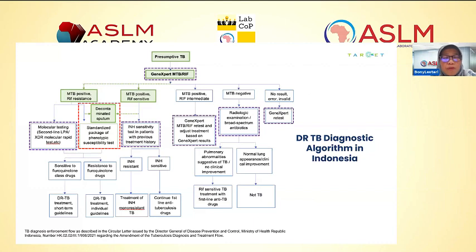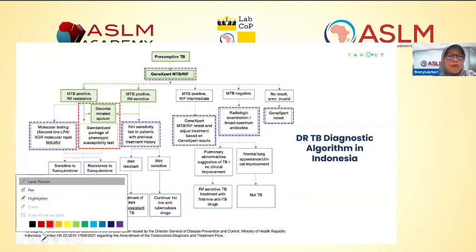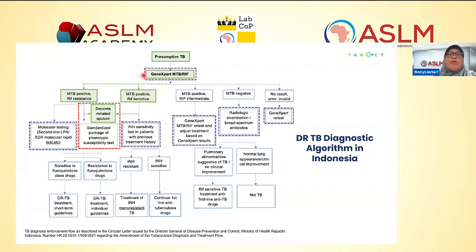So this is the overview of the TB diagnostic algorithm currently running in Indonesia. First, we start from presumptive TB cases. We use GeneXpert MTB/RIF Ultra as a screening. Whenever a patient is presumptive, we send them to be tested for Xpert Ultra, and if the result is rifampicin sensitive, then the patient will follow the treatment course. And if the patient is rifampicin resistant, then the patient will have a series of follow-up testing.